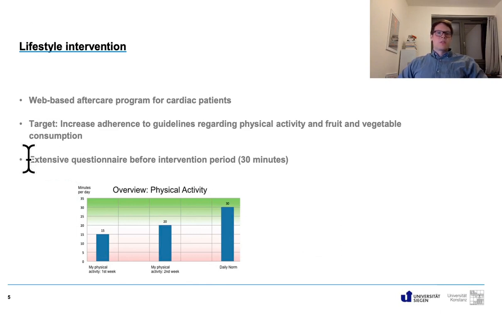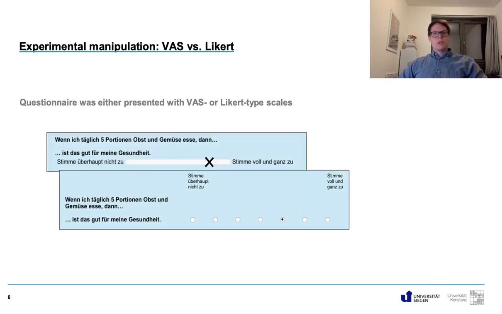Before this lifestyle intervention starts, there's an extensive questionnaire that takes about 30 minutes with a lot of questions about health-related constructs and their lifestyle. And we actually implemented an experimental manipulation here. This extensive questionnaire was either presented with the visual analog scale response scales or Likert type scale response scales, and participants were randomized to one of those conditions. So the questions were exactly the same, but people either got this top response scale or the bottom response scale to indicate their answers.